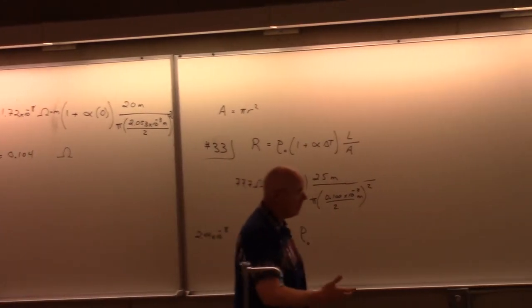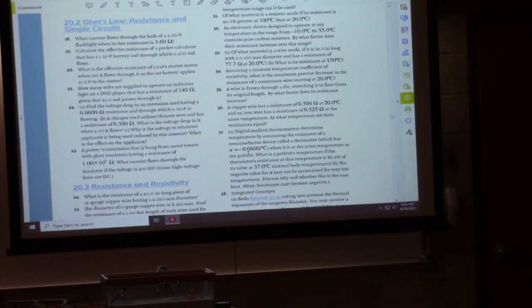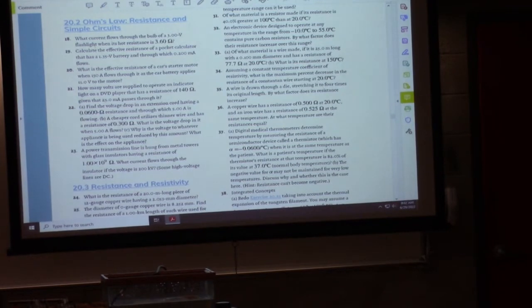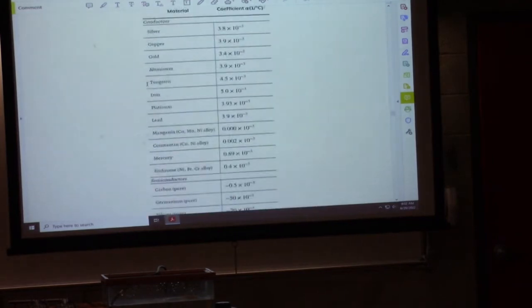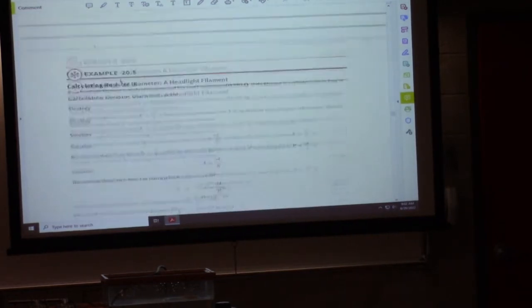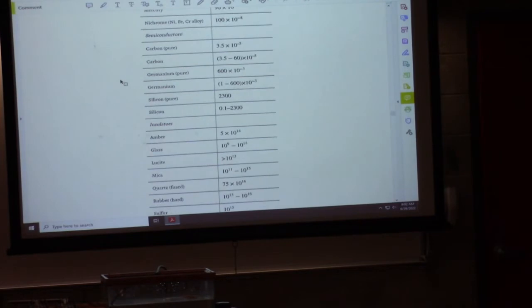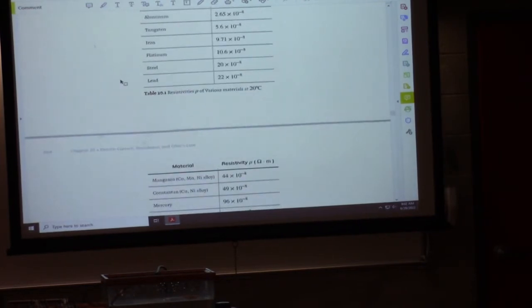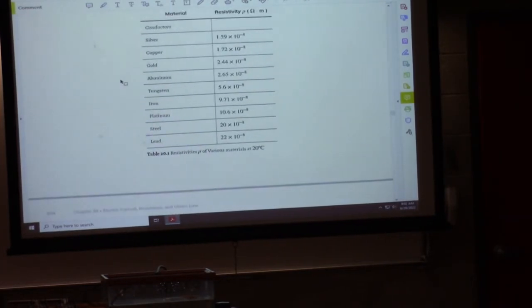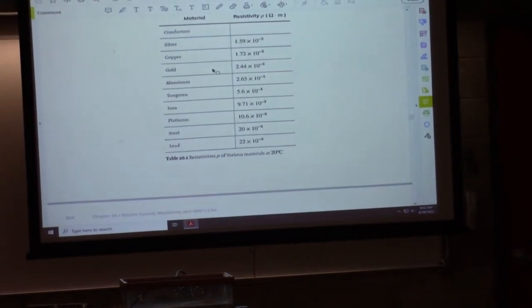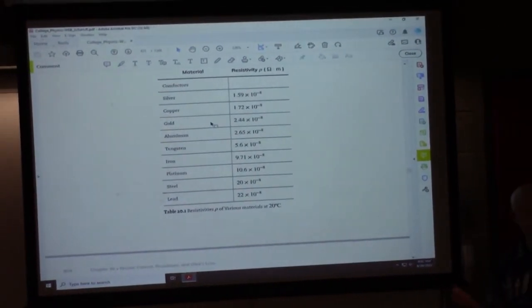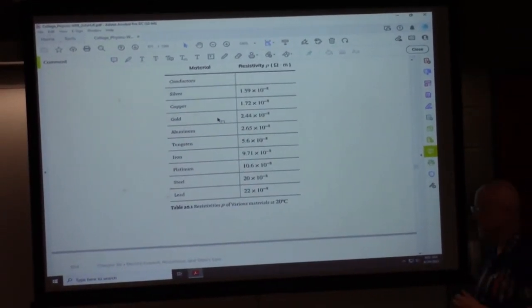So let's see if I can answer their question here, which is saying what kind of material this is. Of course, I need to jump back over here and say that 2.44, gold. So this is, wow, a 25 meter long piece of gold. I wish I had that. I could probably get a half a tank of gas with all that gold.